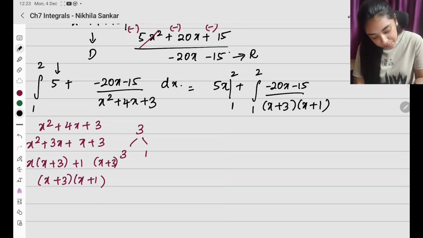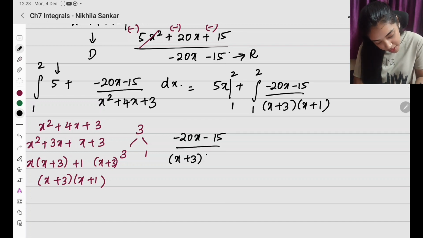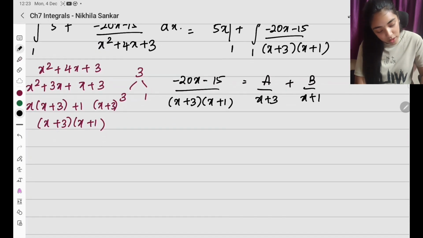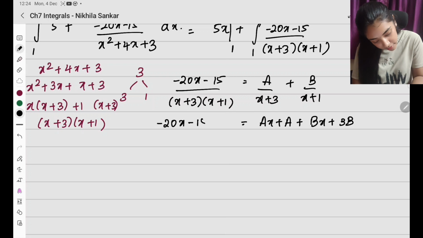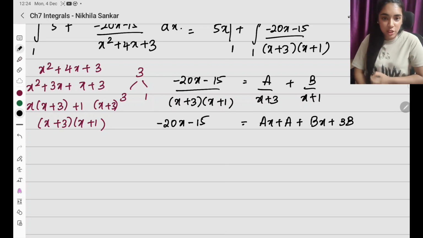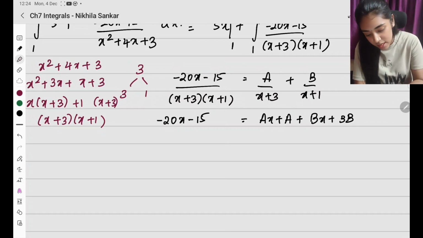So what happens? Minus 20x minus 15 divided by x plus 3 times x plus 1 equals a divided by x plus 3 plus b divided by x plus 1. When I take the LCM, what do I have? A times x plus 1, which is ax plus a, plus b times x plus 3, which is bx plus 3b, equals the numerator. Since the denominators are equal, I can equate the numerators. So the coefficient a plus b is going to be minus 20 and 3b plus a is going to be minus 15.